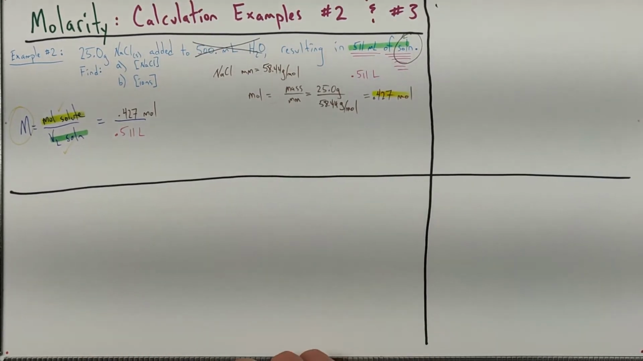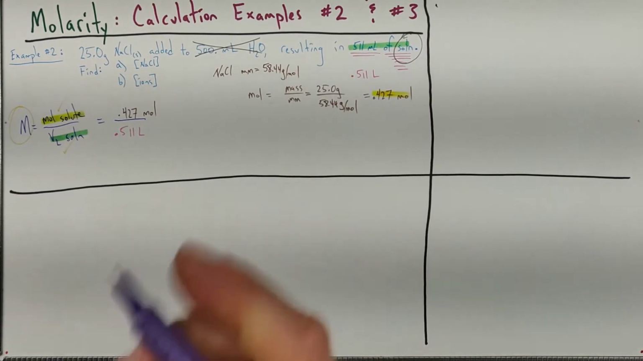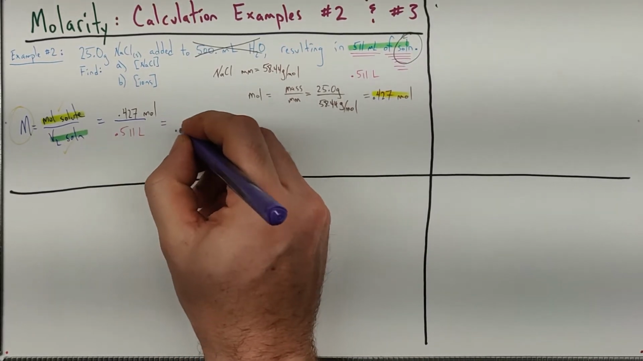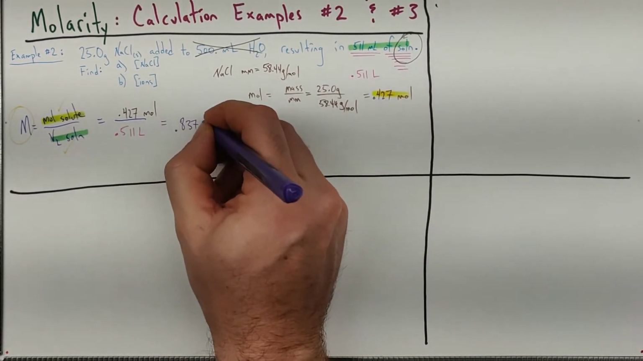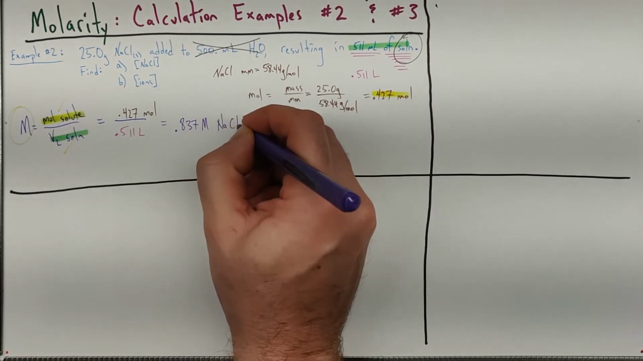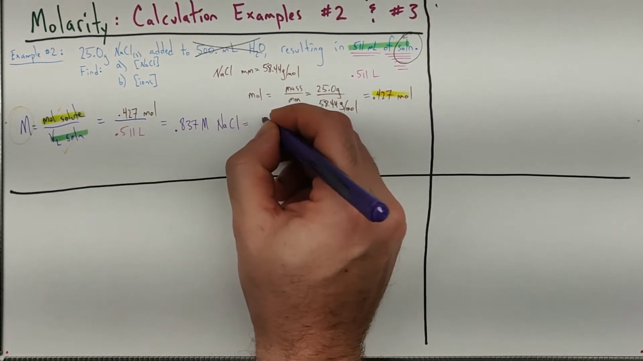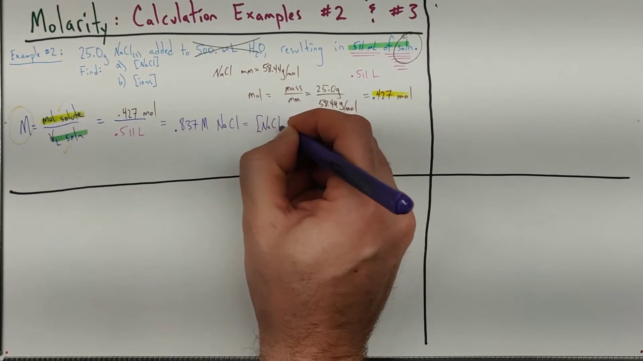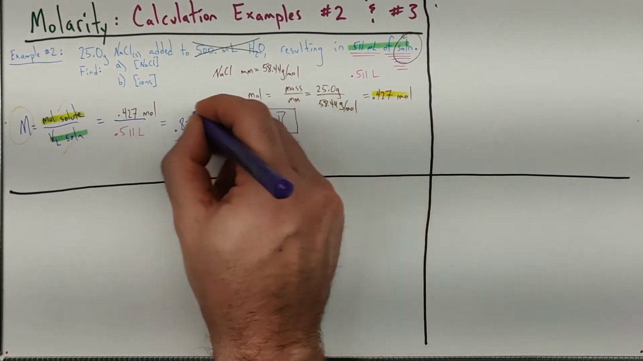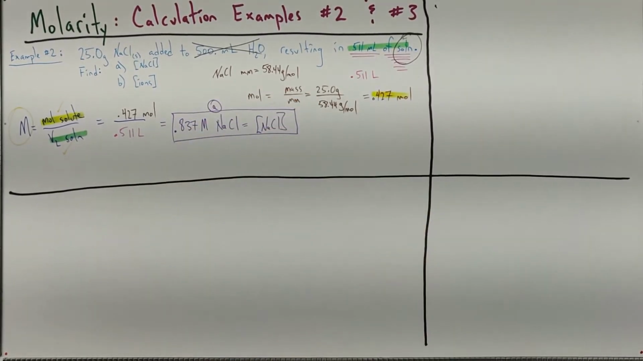Punch that into the calculator. We end up with 0.837 molar NaCl. Let's write that down. 0.837 molar NaCl is our concentration of NaCl, and that is our answer to part A.